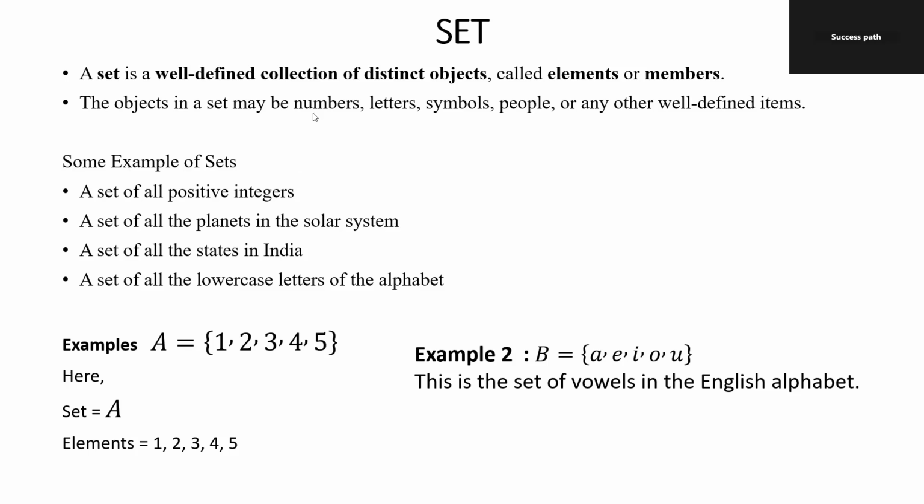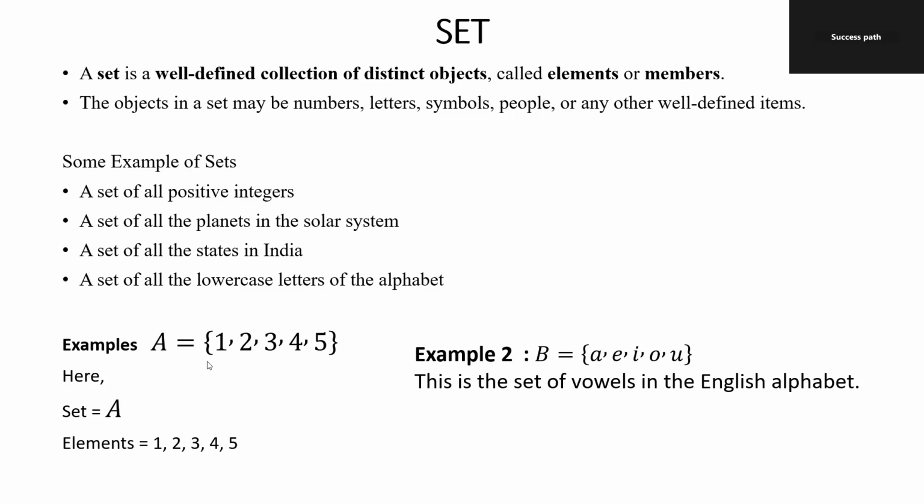A set is a well-defined collection of distinct objects called elements or members. The objects in a set may be numbers, letters, symbols, people, or any other well-defined items. Some examples of sets: the set of all positive integers, the set of planets in the solar system, the set of all states in India, and the lowercase letters of the alphabet.